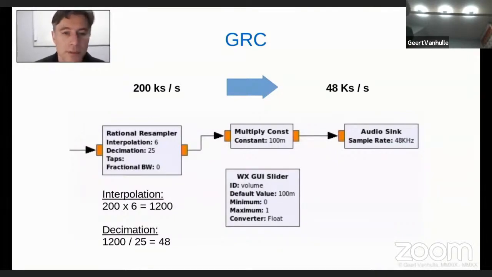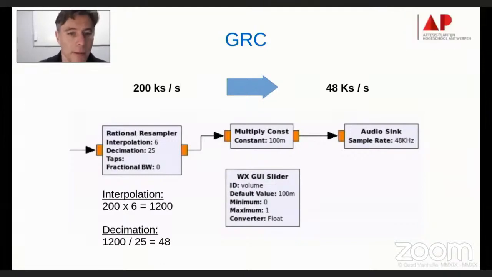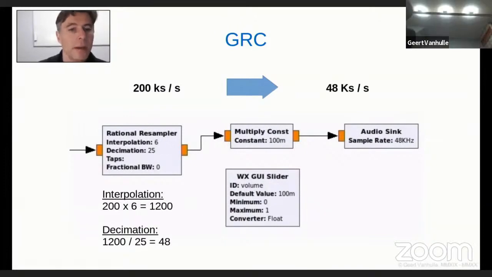And making more samples is quite easy. We simply add empty samples. So we will go from 200 kilo samples per second, multiply the sample series by 6, and go up to 1,200 kilo samples per second. Why? Well, there we have a round number that we can use, 25, to divide by and end up at 48 kilo samples per second. So this is what's happening in my rational resampler.